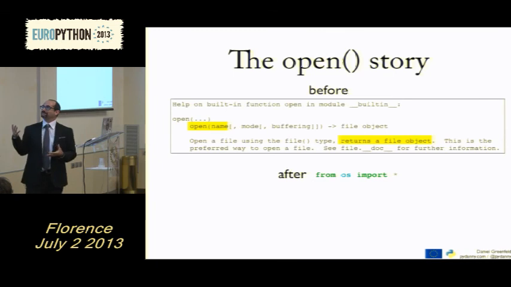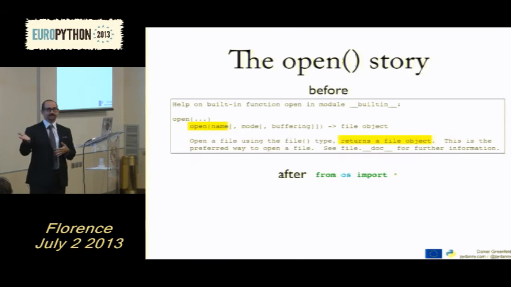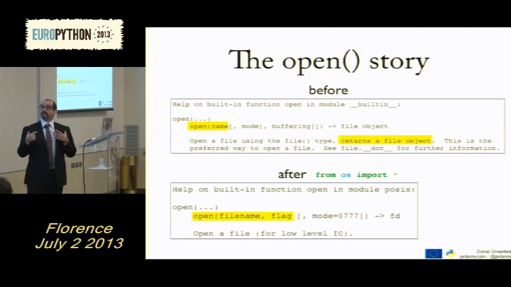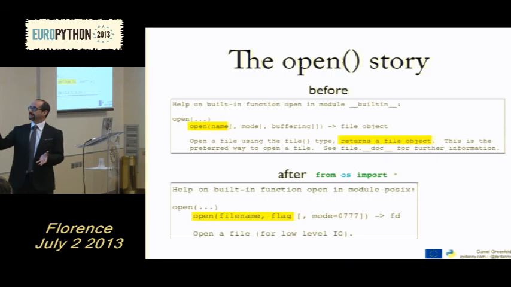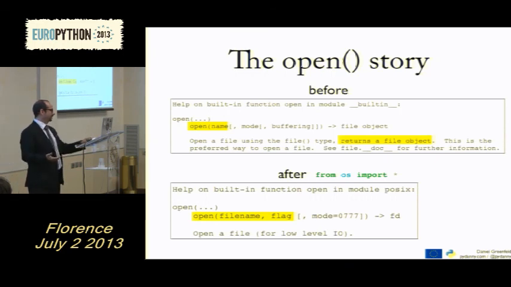Okay, so yeah, this is the thing. This is the built-in function, the open built-in function. This is a doc string, and it returns a file object and accepts at minimum one mandatory argument. The OS module's version of open takes two arguments. So yeah, it's going to break all the things.